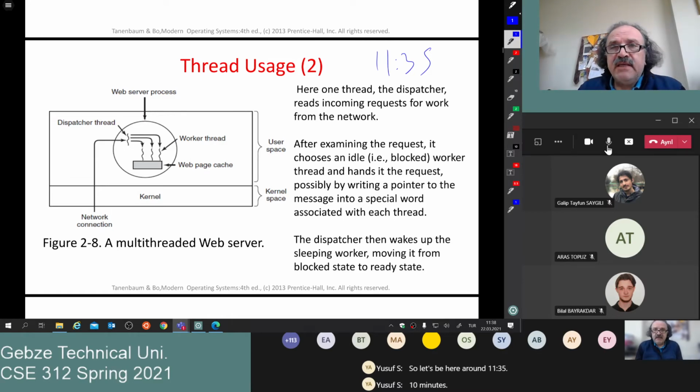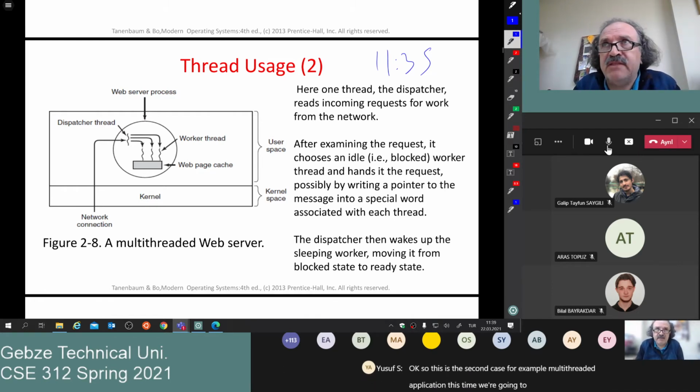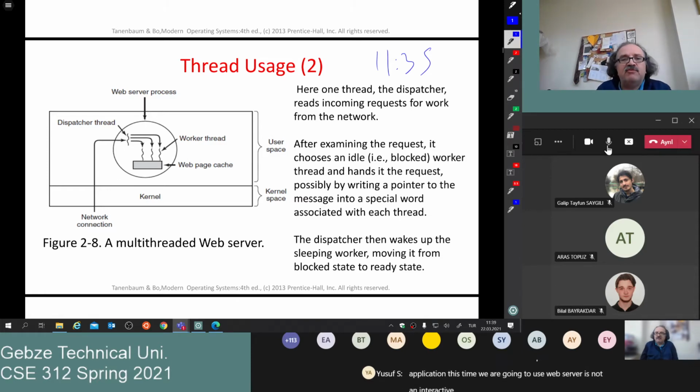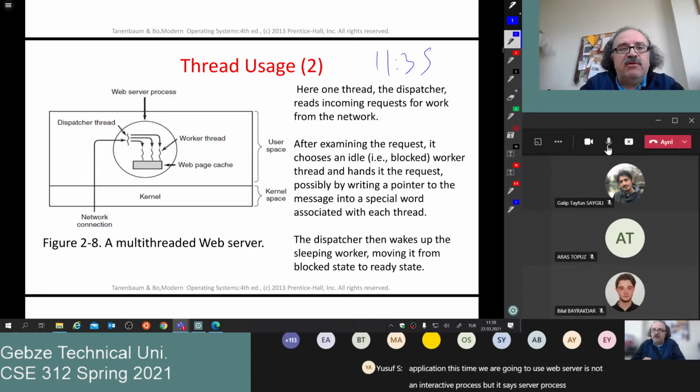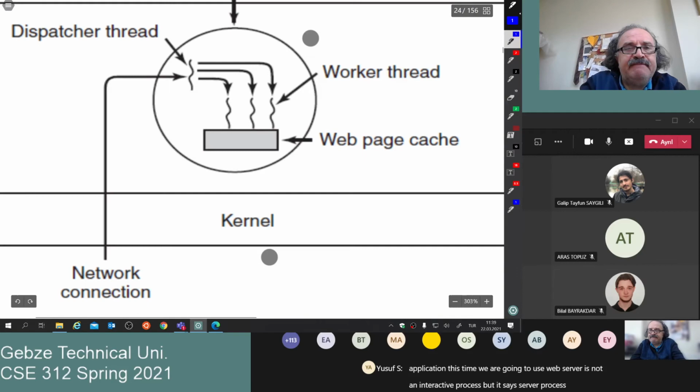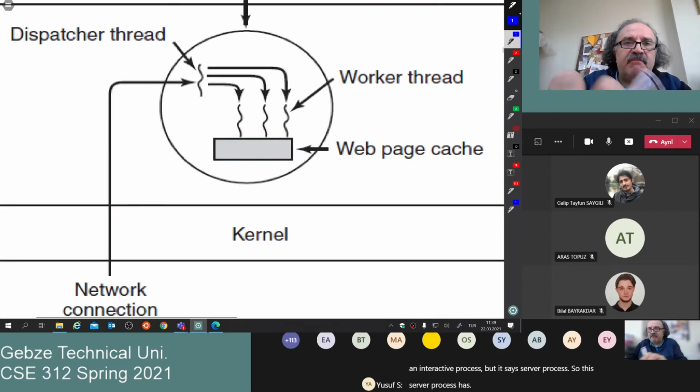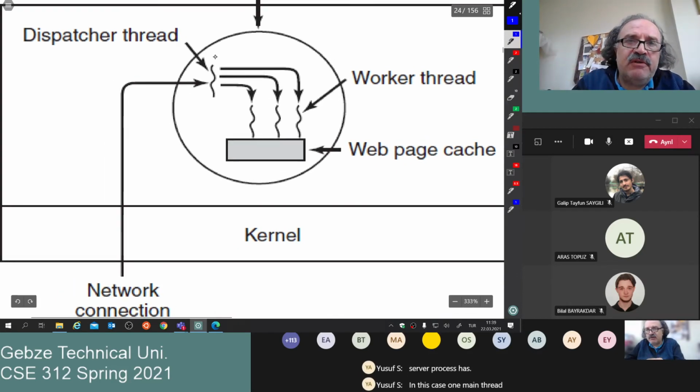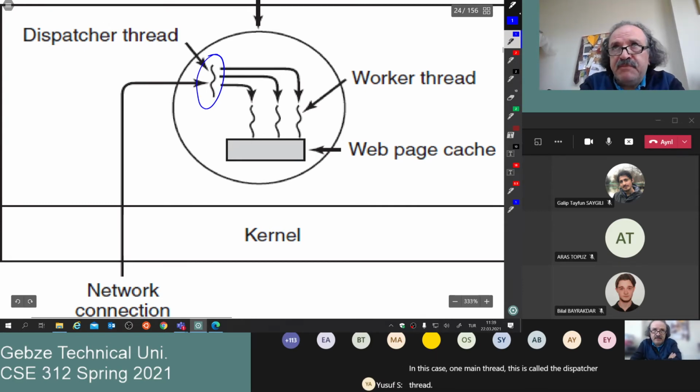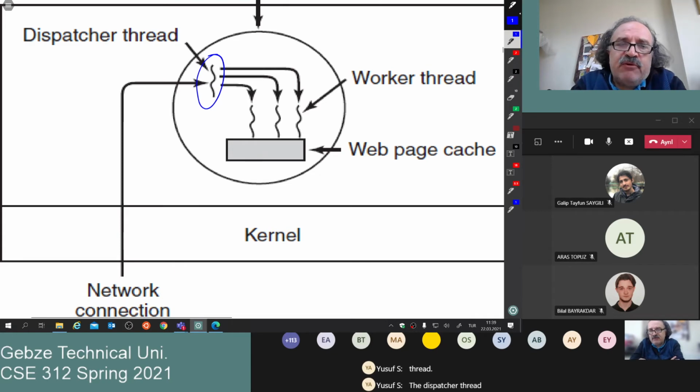Okay, so this is the second case for a sample multi-threaded application. This time we are going to use a web server. It's not an interactive process, but it's a server process. So the server process has, in this case, one main thread. This is called the dispatcher thread. The dispatcher thread is connected to the network. It waits for the clients to connect and ask for web pages.